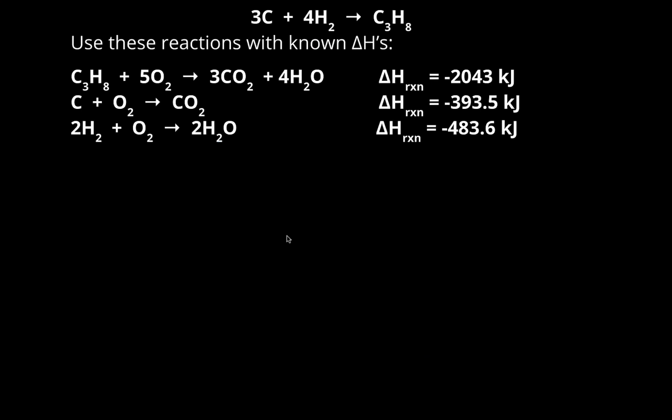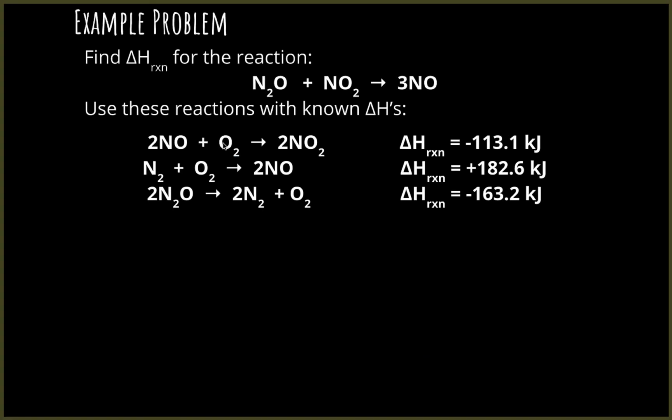Okay, so let's try another one. So for this one, I want delta H for the reaction that's given. They give me the intermediate steps that I can rearrange to get that overall reaction. So on this one, I have NO on the left, but I need it to be on the right. So for this one, I'm going to reverse this for now, then I'm going to worry about the coefficient later, because you can see that the coefficients are different, but we're going to worry about that later on.